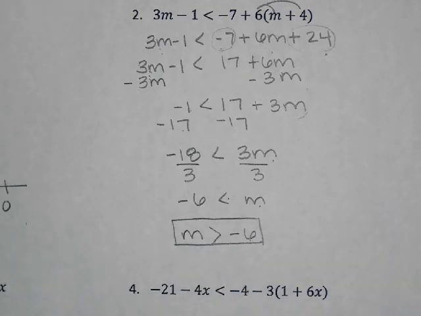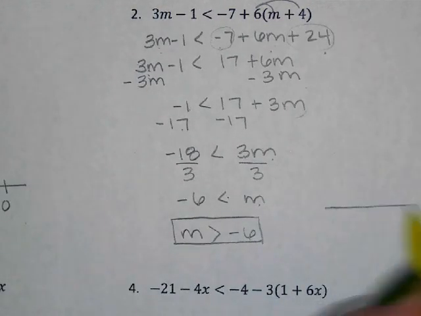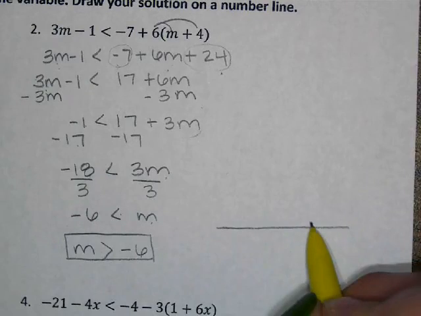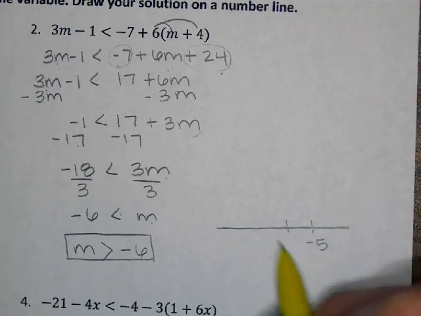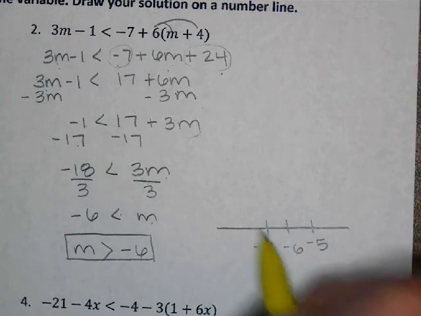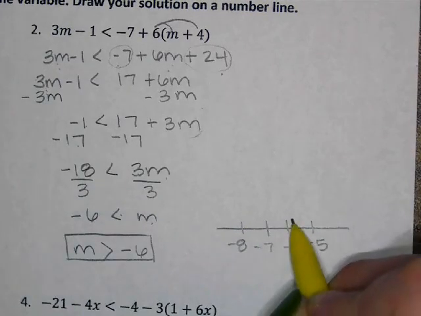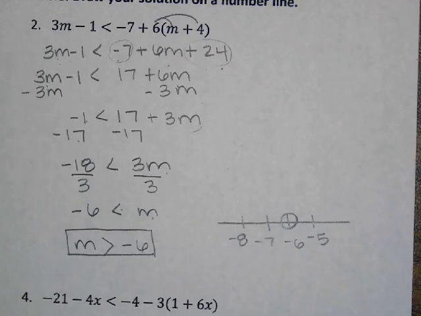You can say this is a good final answer, but it could confuse you when you draw, okay? Because they're saying that negative 6 is less than m, which can feel kind of confusing when you're trying to interpret what that means, okay? So m is bigger than negative 6. So we'll say like we got negative 5, negative 6, negative 7, negative 8. Should we fill in the circle? No. And which way should the arrow go? To the right. M is bigger than negative 6.